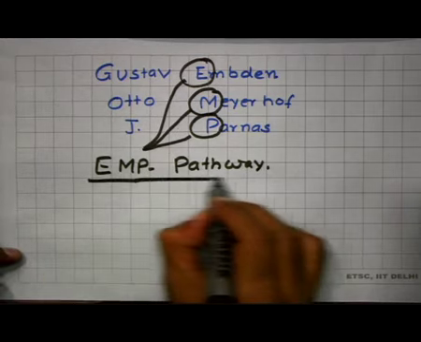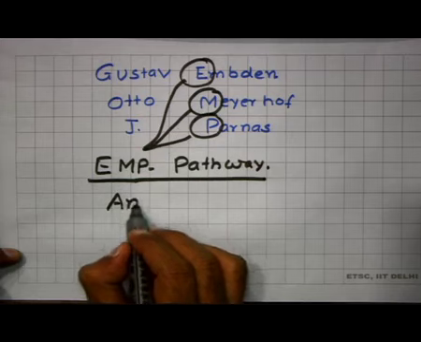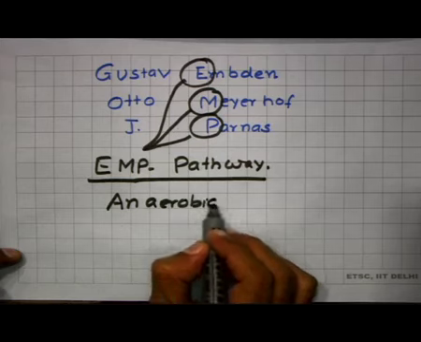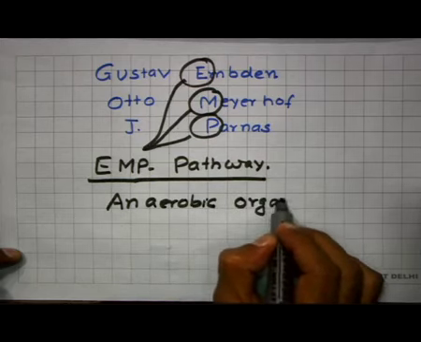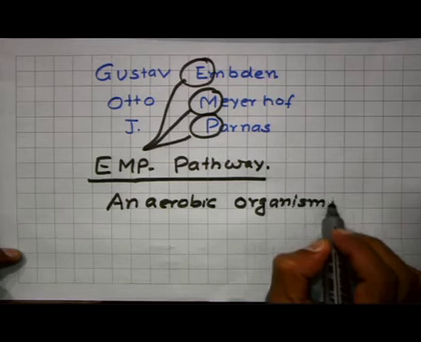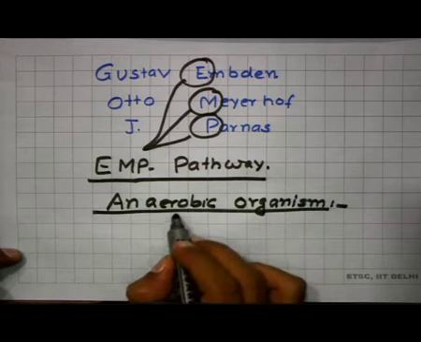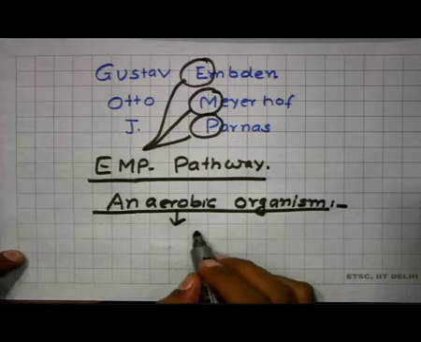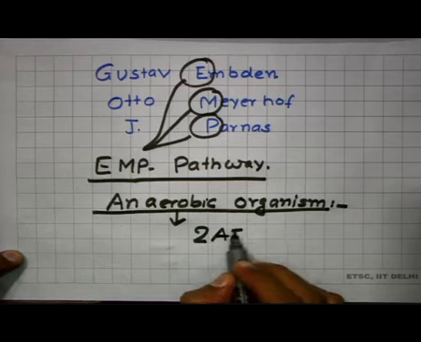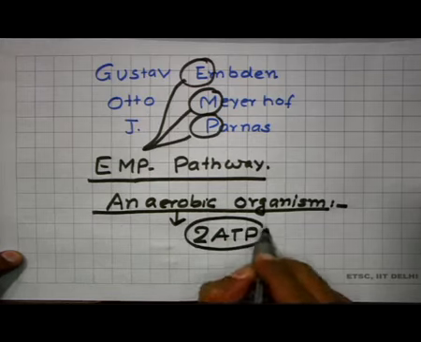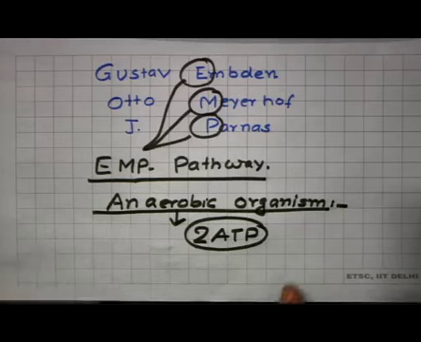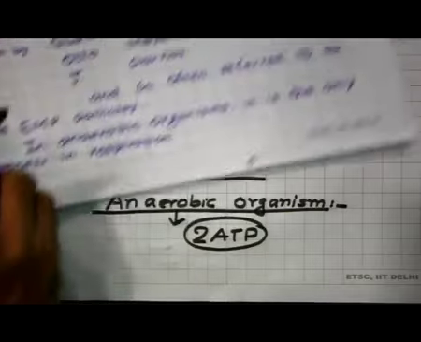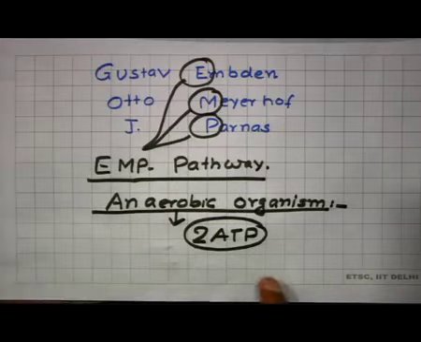This is the only process in the case of anaerobic respiratory organisms. Finally, we will see that it liberates energy in the form of ATP and 2 ATP are formed. So, these 3 scientists gave the systematic process in which glycolysis takes place.